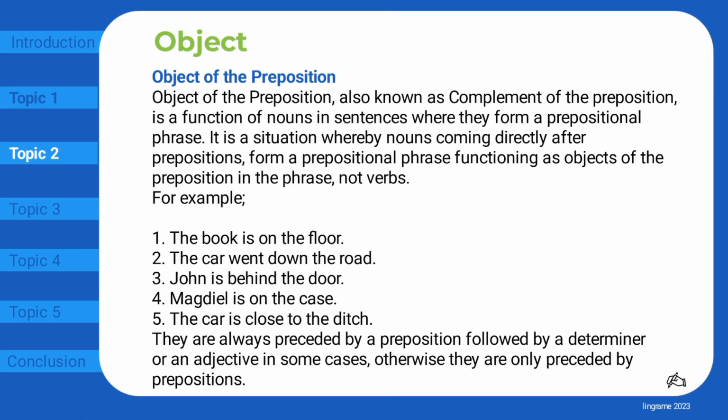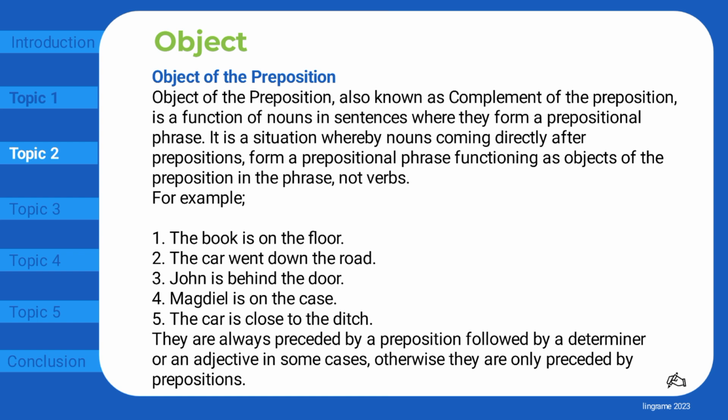Object of the preposition. Object of the preposition, also known as complement of the preposition, is a function of nouns in sentences where they form a prepositional phrase. It is a situation whereby nouns coming directly after prepositions form a prepositional phrase, functioning as objects of the preposition in the phrase, not verbs.